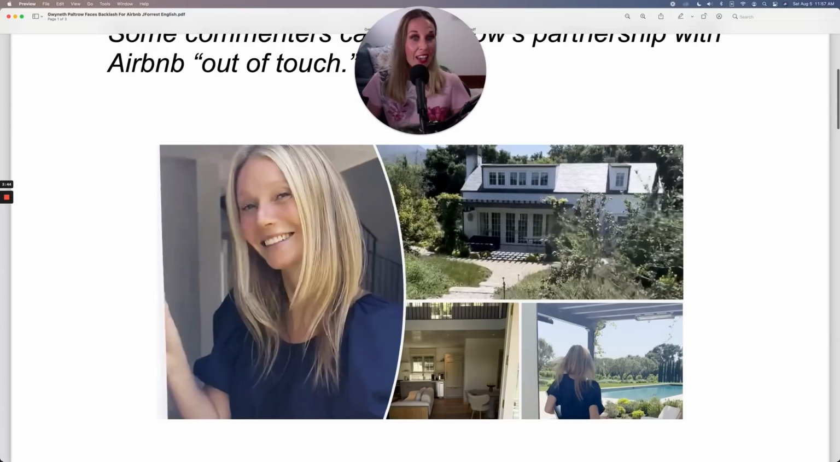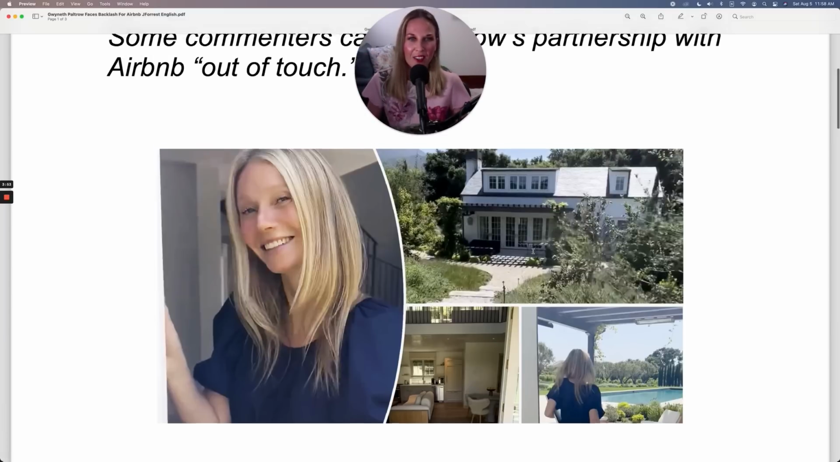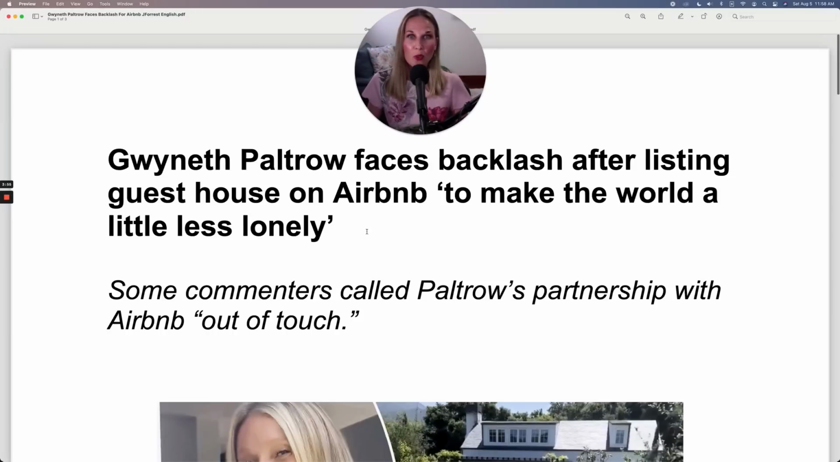And this is the guest house that will be available on Airbnb. So if you're interested, you could stay here, and some pictures of the guest house. So let's review this headline here. So first, let's start with backlash.